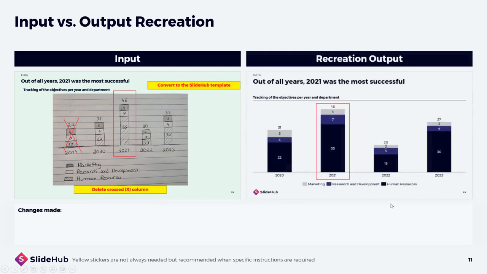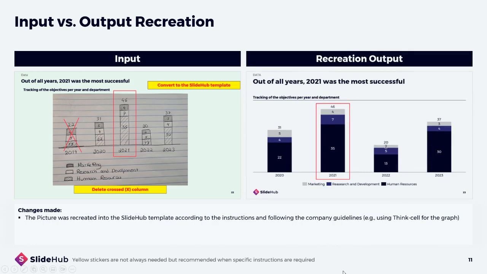So this would be the result of the recreation. You can see the recreation output is matching the company style and rules. So now let's consider the changes that we made. So we recreated the picture into the SlideHub template according to the instructions of the client, and we are also following the company guidelines. So for example, we are using Thanksall for the graphs instead of the standard Microsoft graphs.